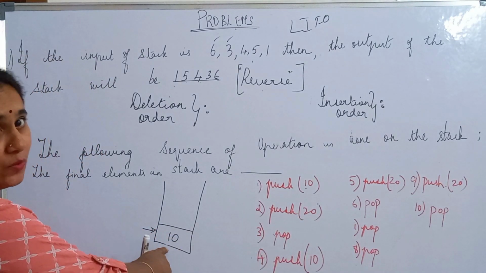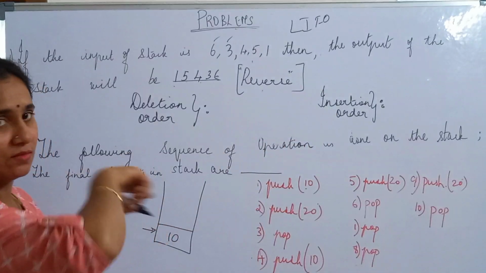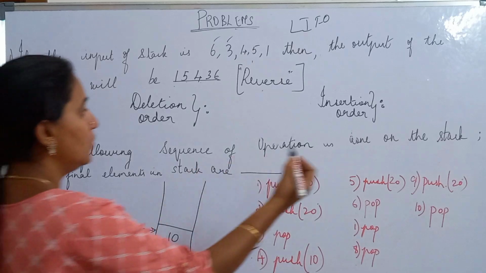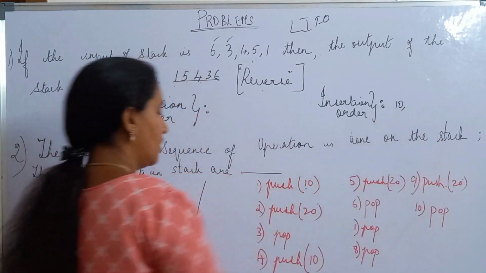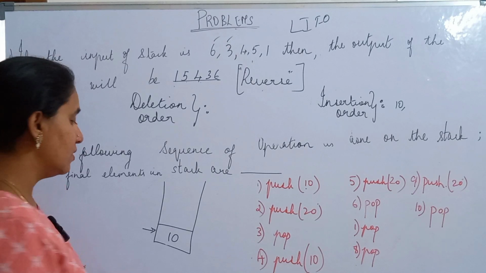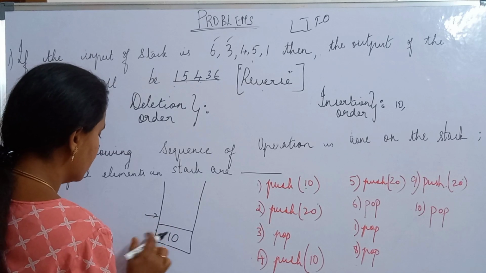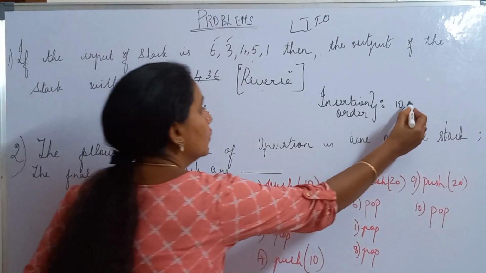So, what is the first value inserted? We can directly write the answer. The first value inserted is 10. Now, what is the second value? The second value that is going to get inserted is 20. So, increment the pointer and insert. So, we have inserted 20.